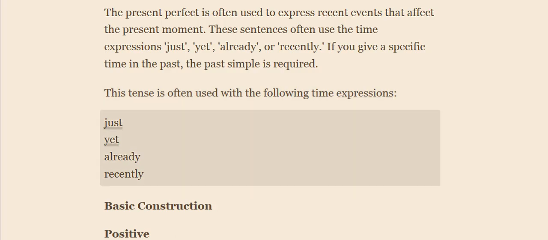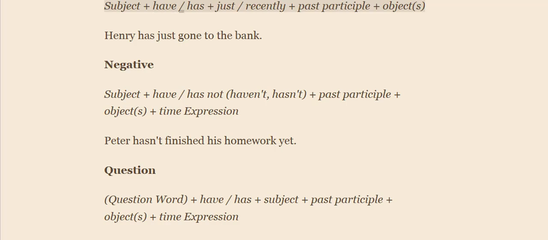Just, yet, already, recently. Basic construction. Positive: subject plus have/has plus just/recently plus past participle plus object(s). Henry has just gone to the bank.